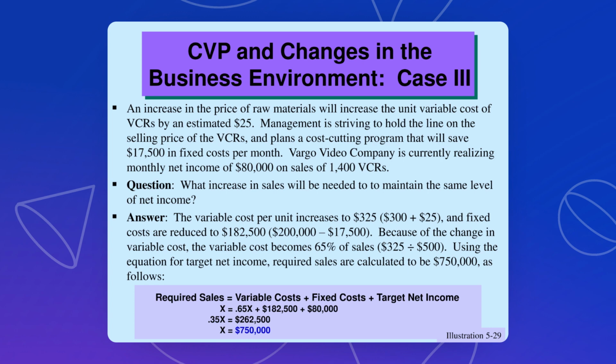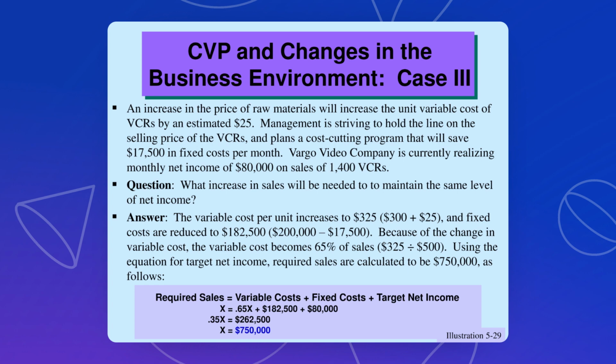Presently, class, you have 80,000 net income, and you have a target net income of 80, but you are selling only 1.4 VCRs. So what increase in sales will be needed to maintain the same level of net income? The variable cost per unit increases from 300 to 325, but your fixed cost will decrease. You have 182,500. Because of the change, the variable cost becomes 65%. So 325 divided by 500, where 500 is your selling price. So 0.65 is your new variable cost ratio, while 35% is the CM ratio.